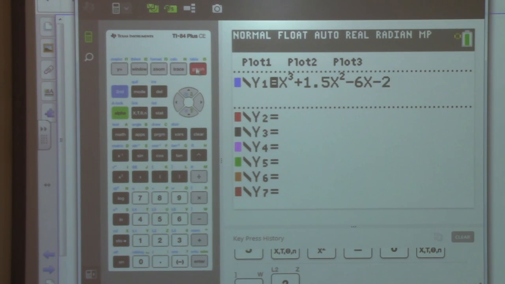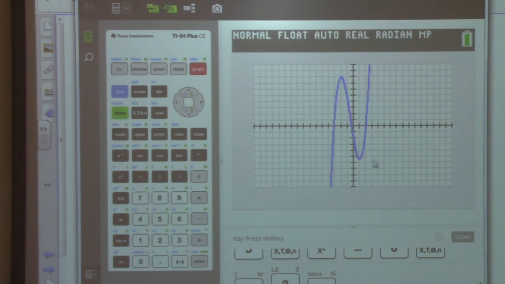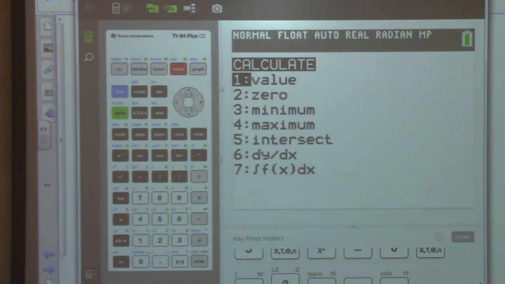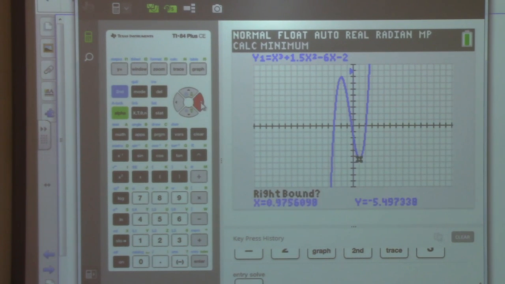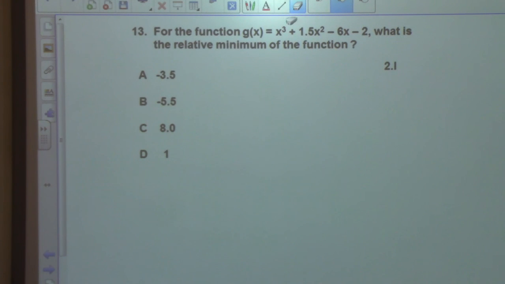In graph, you have a relative minimum down here. So if we go to second trace, we can pick minimum, and it says left bound. We're to the left of what we want. Press enter, and just squiggle to the right. Enter, enter. And so we have a minimum of -5.5, which is answer choice B.